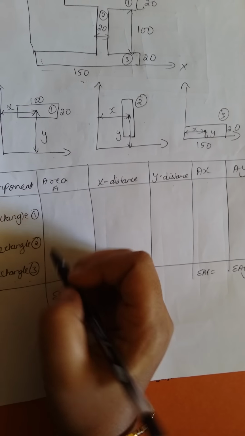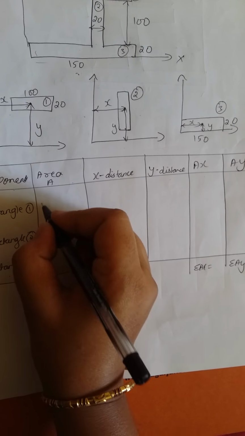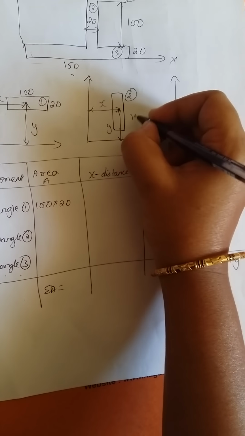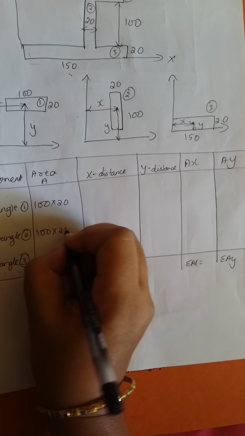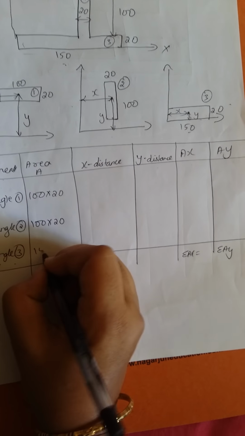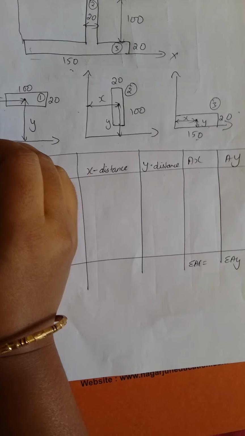So the areas of all these rectangles you have to mention now. For rectangle 1, area is 100 into 20, length into breadth. For rectangle 2, this is 100, this is 20, so 100 into 20, and again for this third component 150 into 20. These are the areas of the rectangle components. Next, I am finding the x distance.